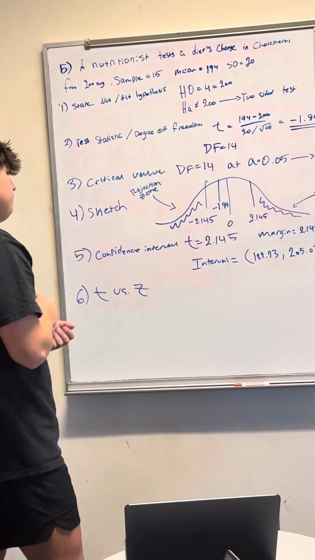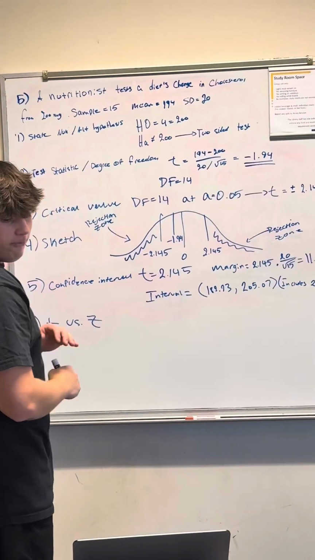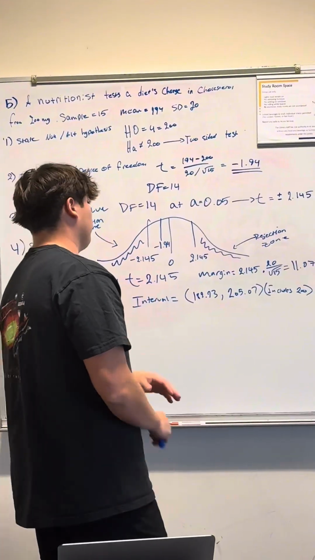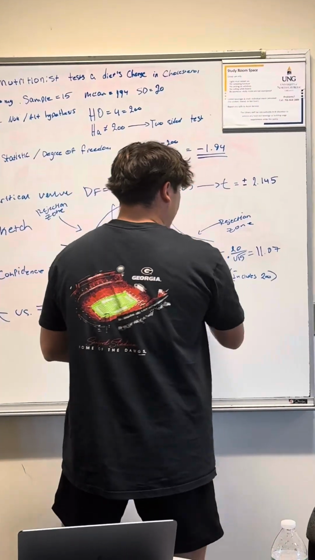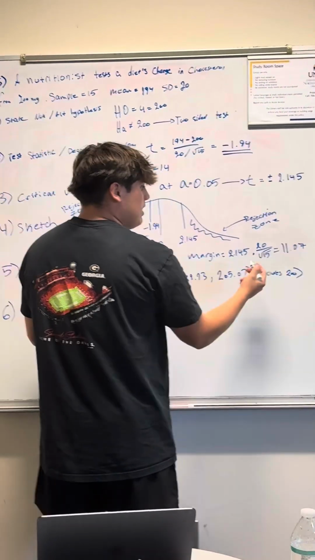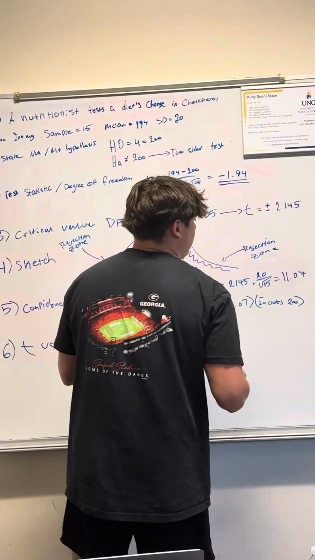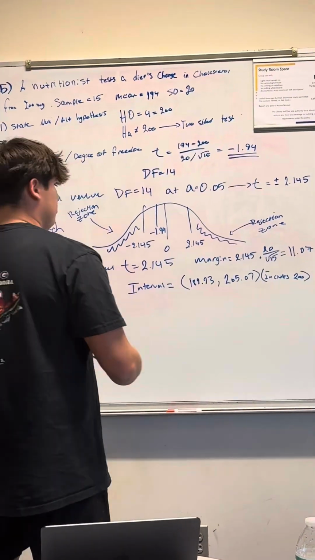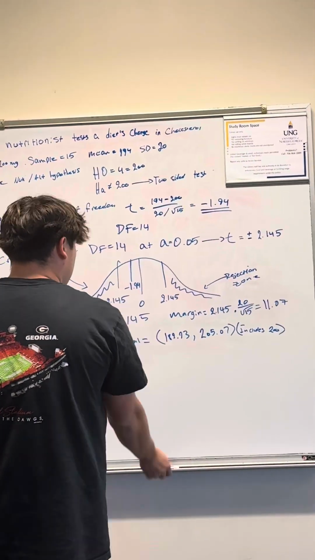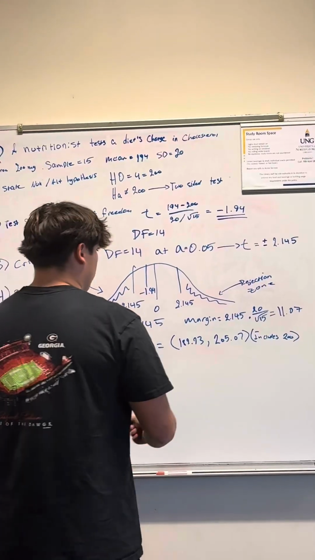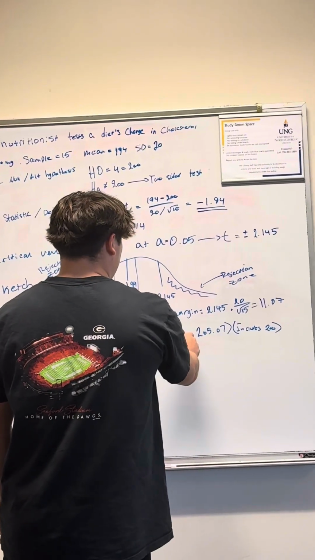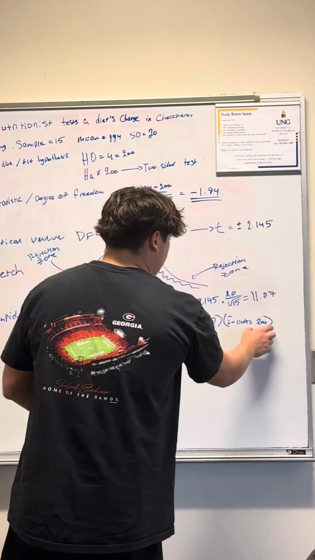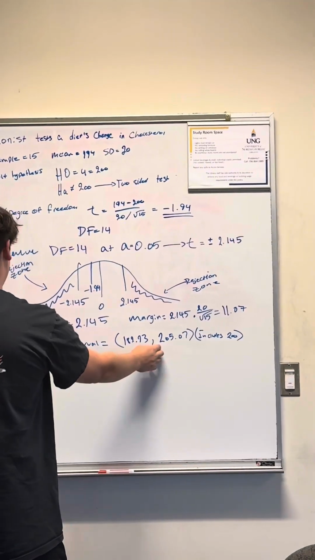And then number 5 is going to ask us for our confidence interval. So t is just going to be 2.145. And so when we get to the margin, we have 2.145 times 20 over the square root of 15, which is going to give us 11.07. And it leads us to our interval, where we get 182.93 and then 205.07. But this is including 200 right here in the middle.